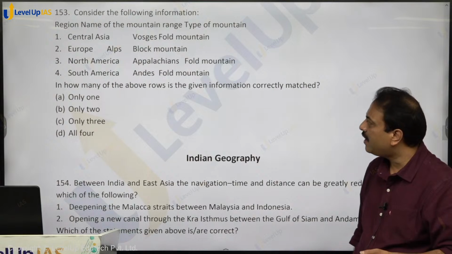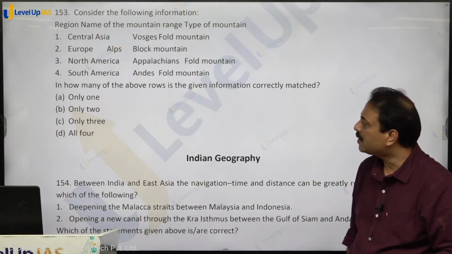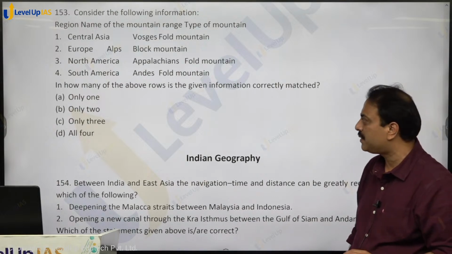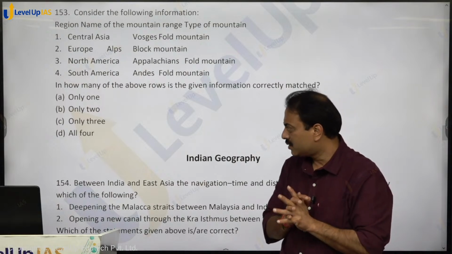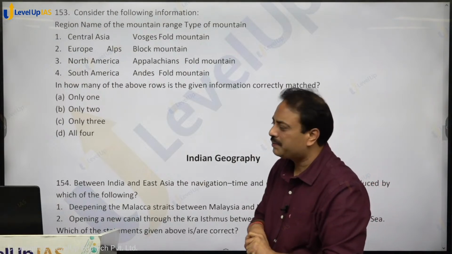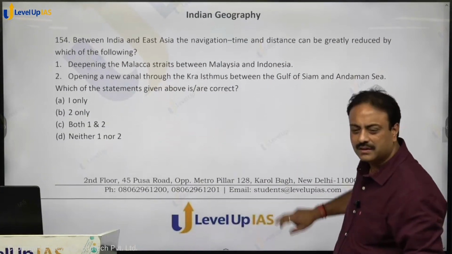North America, Appalachian. These are the old fold mountains. 100% correct. South America, Andes, these are fold mountains, 100% correct. So 3 and 4 are correct, 1 and 2 are wrong. So only 3 and 4, option B for boy, shall be the right answer. Clear on that?